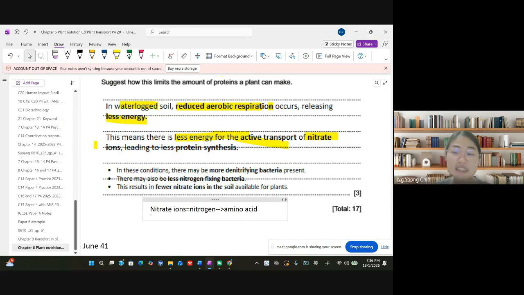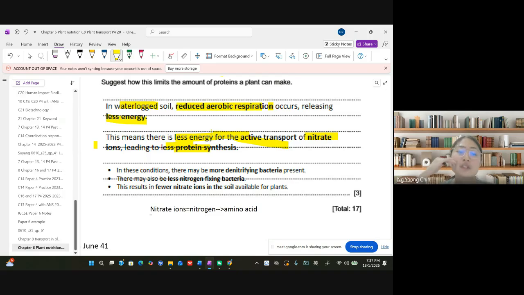So if you have fewer nitrate ions, why do you have fewer nitrate ions getting into the root hair cell? It is because you have less energy for the active transport. Because nitrate ion can only go into the root hair cell by active transport. So that's why you have fewer nitrate ions, you have a lesser source of nitrogen, meaning that you have fewer amino acids being produced. So it means that you have less protein synthesis. Okay, so yeah, you can write in your own answer. But here's a keyword, this one, less protein synthesis.